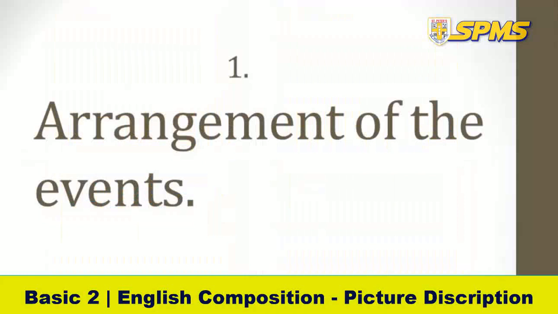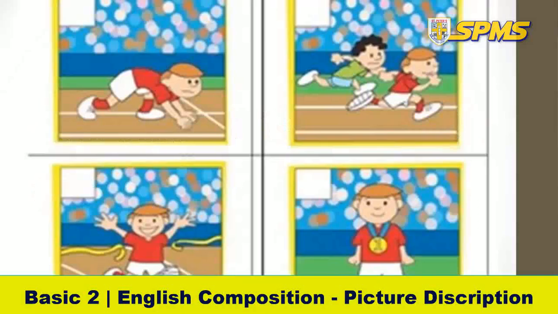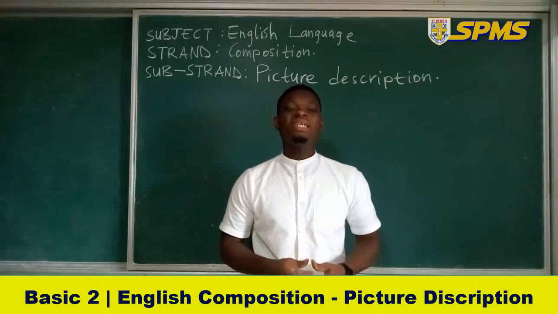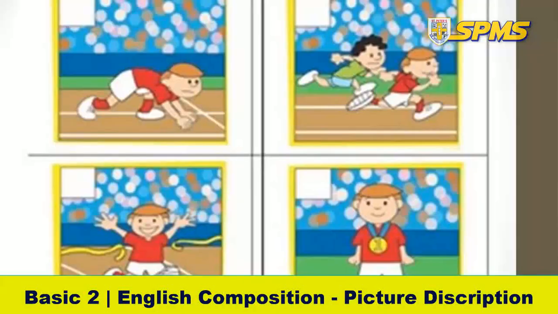Very good. The arrangement of the event. So let's take a look at this picture very well. How has the event been arranged? Do you think it has been arranged well, or they've been mixed up? Correct. They've been arranged correctly. These events here have not been mixed up. So we have the first one, followed by the second one, the third one, and then the last one. Okay, so let's take a look at it very well.